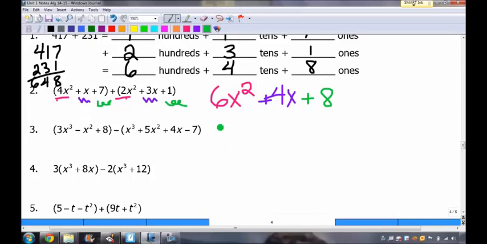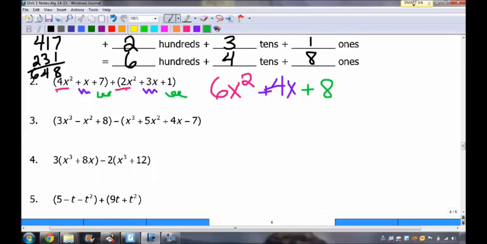Now, if you look at question number 3, you have 3x cubed minus x squared minus the quantity x cubed plus 5x squared plus 4x minus 7. So I want you guys to be really careful about this. This time we are subtracting. So I'm going to do 3x cubed and I'm going to subtract x cubed, so I end up getting 2x cubed. Now, here's where people start to mess up.